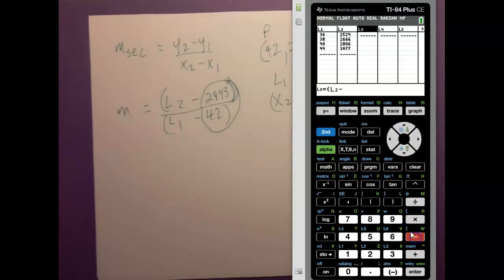minus 2943, and you of course have a different number on your exercise set. I'm going to close the parentheses because that's my y2 minus y1, and then divided by, in parentheses, list 1 minus 42. So second, list 1 is above 1, minus 42. But that's whatever number you have. Now when I do this, it's going to compute all 4 of those slopes at one time. So 6 one, half a dozen the other.